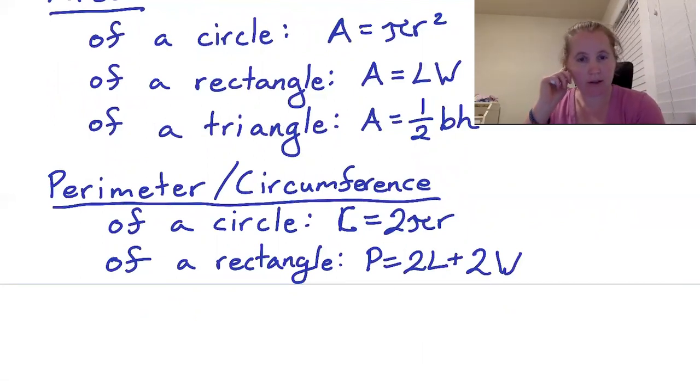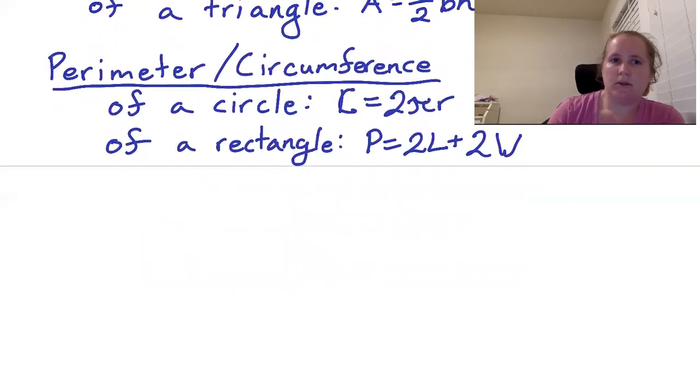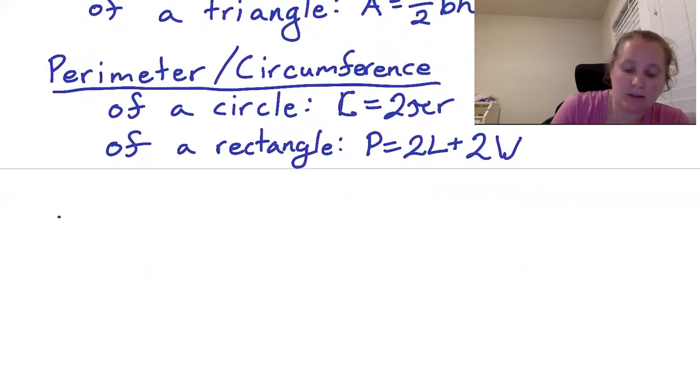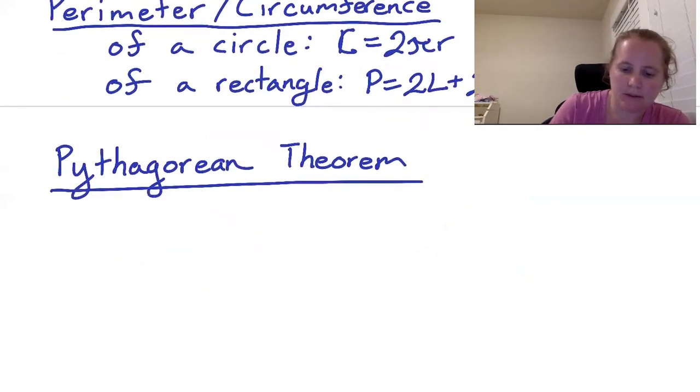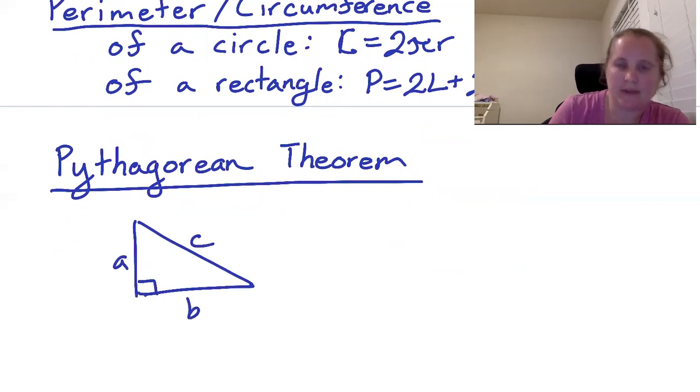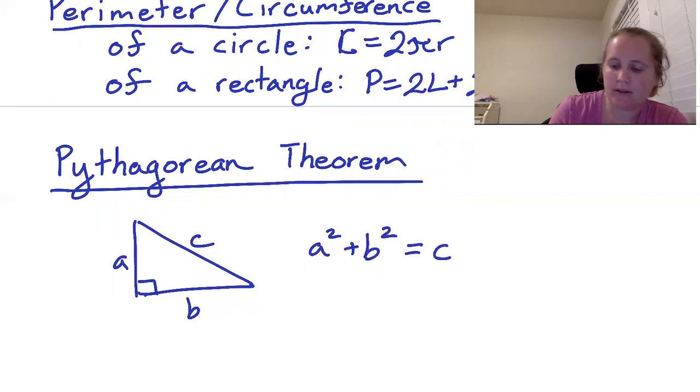Beyond this, the other geometry things you'll have, we have Pythagorean theorem. So Pythagorean theorem comes in handy. If we have a right triangle, the 2 legs and then the hypotenuse labeled c, we have a squared plus b squared is equal to c squared.